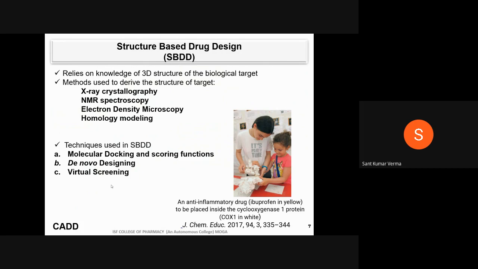Here, I have put a structure where ibuprofen, which is shown in yellow color, is placed in the binding pocket of COX-1. The figure was taken from the Journal of Chemical Education 2017. It is a good journal from ACS. This was a beautiful picture, so I have taken it. It is providing a glimpse of how a molecule can fit within the binding pocket of the target.